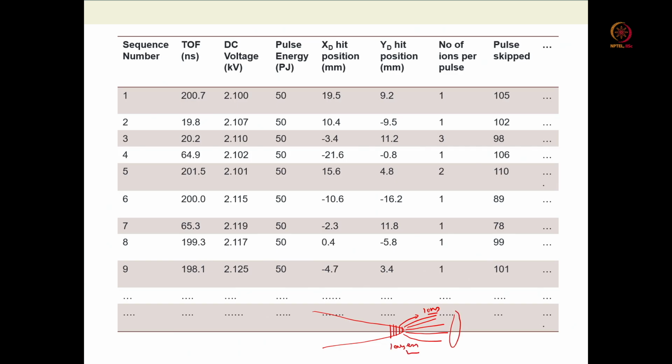So it means that there is a sequence. At sequence 1, the type of ion which is field evaporated has a time of flight of about 200 nanoseconds. These are the parameters we get from the instrument: time of flight, the DC voltage which is applied, the pulse energy, which we talked about, the XD position, the YD position, the number of ions per pulse, and the pulse skipped.